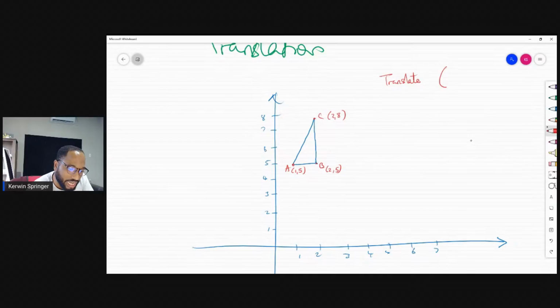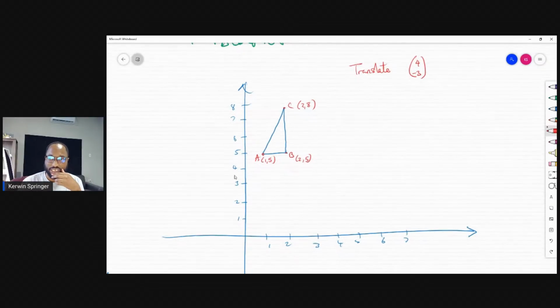But you have to translate it by, let's say, I don't know, let's say 4, -3. We don't write it like this. You actually write it with the 4 and the -3 like this. So you're using that vector to translate this, or slide it or glide it, however you call it. The 4 talks about the x, this talks about the y. X is the horizontal and y is the vertical.